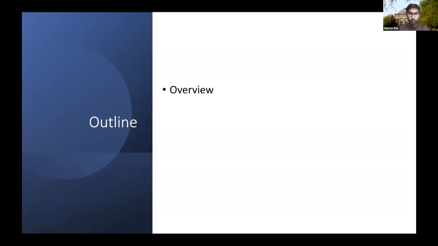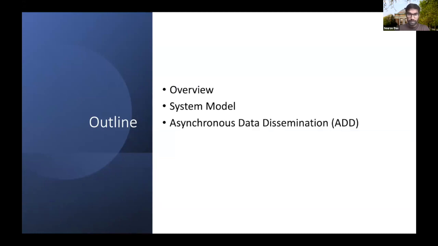This is the outline of my talk. I'll give a brief overview, and then I'll talk about the system model. Then I'll define what ADD is, and briefly explain how we use ADD to improve reliable broadcast. I'll also describe what reliable broadcast is, and I'll summarize my talk. Hopefully, I'll be able to do all of this in 15 minutes.